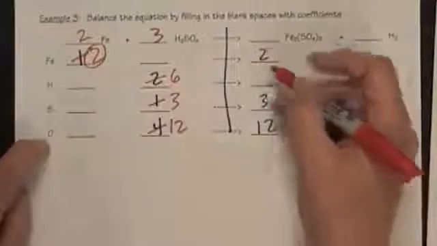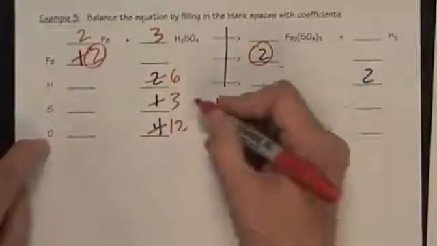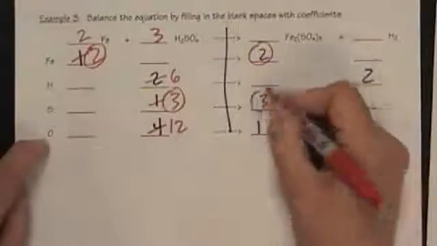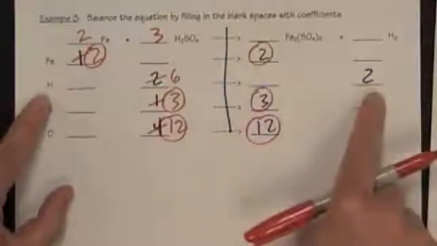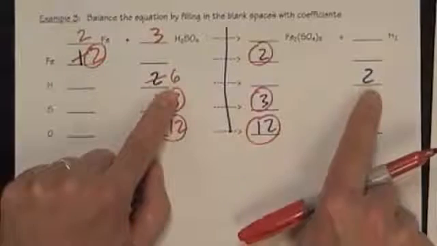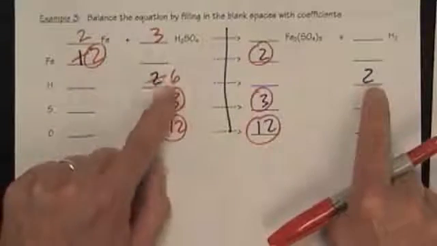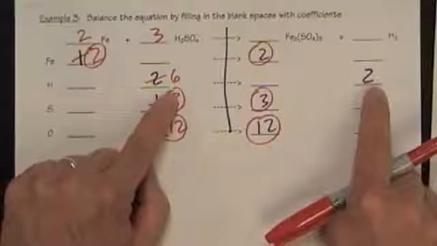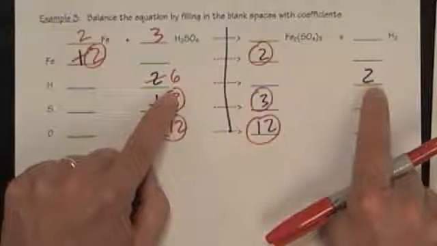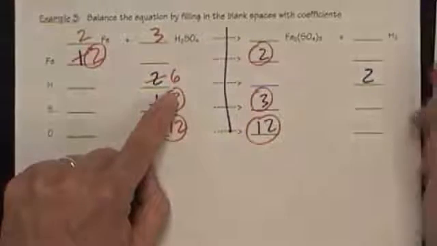All right, so far so good. I've got 2 irons on both sides. I've got 3 sulfurs on both sides. I've got 12 oxygens on both sides, but what about this? I don't have that balanced yet. So what could I put up here to get this 2 to balance that 6? Right, okay, good job. I'll put a 3 up here.